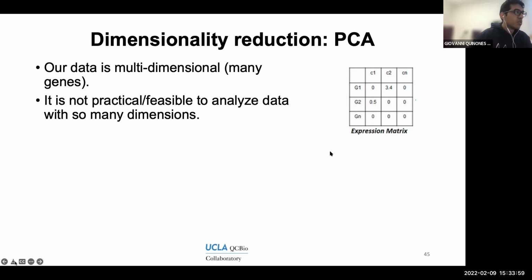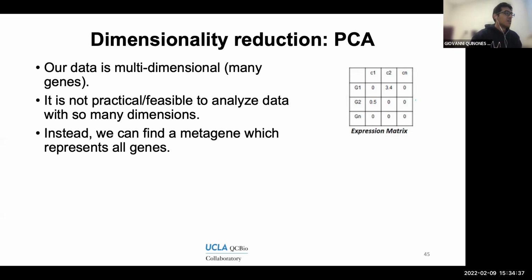The problem with multidimensional data is that, of course, it's not practical or feasible to do the proper analysis, especially because later on we're going to be clustering cells in higher dimensions. Things tend to be closer together, and it's really hard to figure out the proper way to split them. So there is a necessity to reduce the number of dimensions in order to continue with our data analysis.